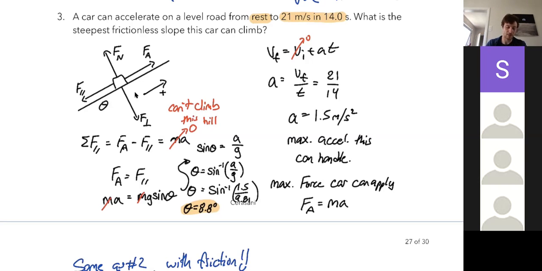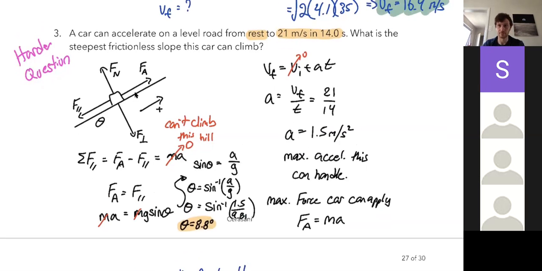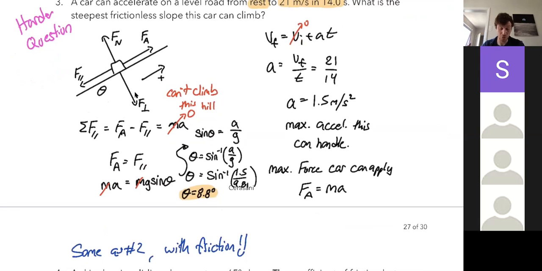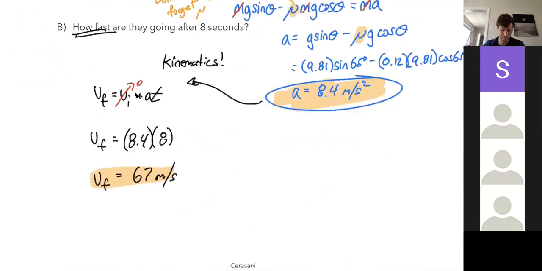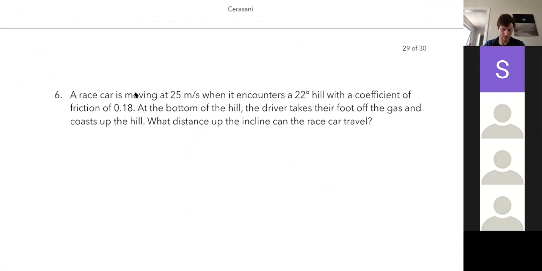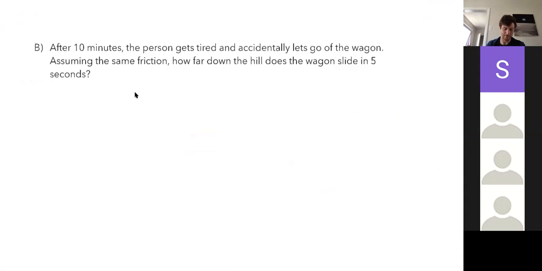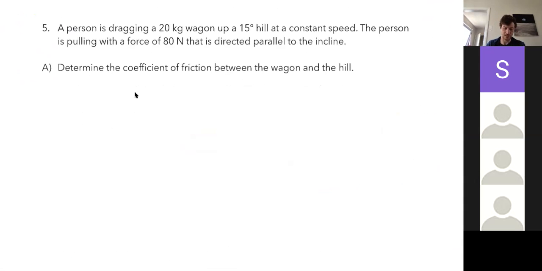This one, not gonna lie, I'm gonna say this is a harder question. The math isn't hard, not at all, but the concepts, thinking, setting it up is a little bit weird. Okay, cool. 2 questions down. I think we have 2 more maybe. We got a wagon, and then we got a race car. Okay, cool. 2 more questions. Here we go.